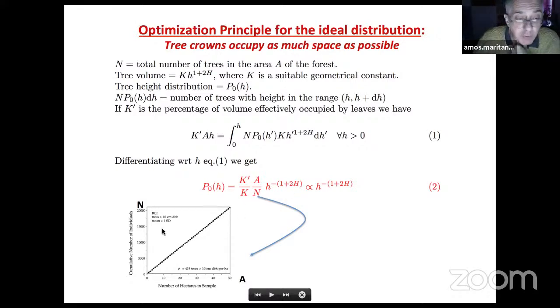This picture is taken from the book by Hubbell, the neutral theory of biogeography, and you see that the density of trees is constant. As the plot area increases, the number of plants follows a perfect straight line with slope one. And so it means that this density is just constant.